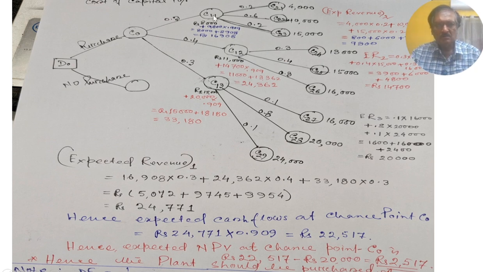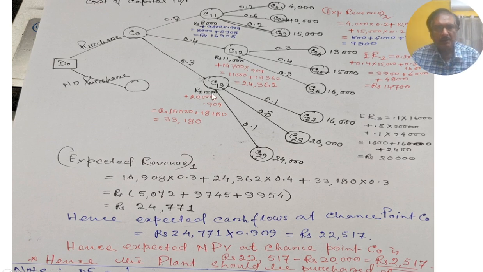Now we have got the cash inflows at this position, and at this position. At this position the cash inflow is 16,908. At this position the cash inflow is 24,362, and at this position the cash inflow is 33,180.